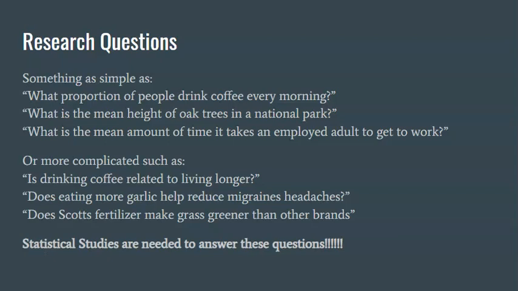But to answer any of these types of questions, one of the things you have to start doing is collecting data. If I want to know the proportion of people that drink coffee, I guess I need to go around and start asking people if they drink coffee. If I want to know the mean height of trees in a national park, I guess I need to start walking around a national park and measuring the heights of oak trees. If I want to know the mean amount of time it takes adults to get to work, I guess I better be getting a stopwatch out and clock how long it takes several people to get to work. I got to go and actually collect this data.